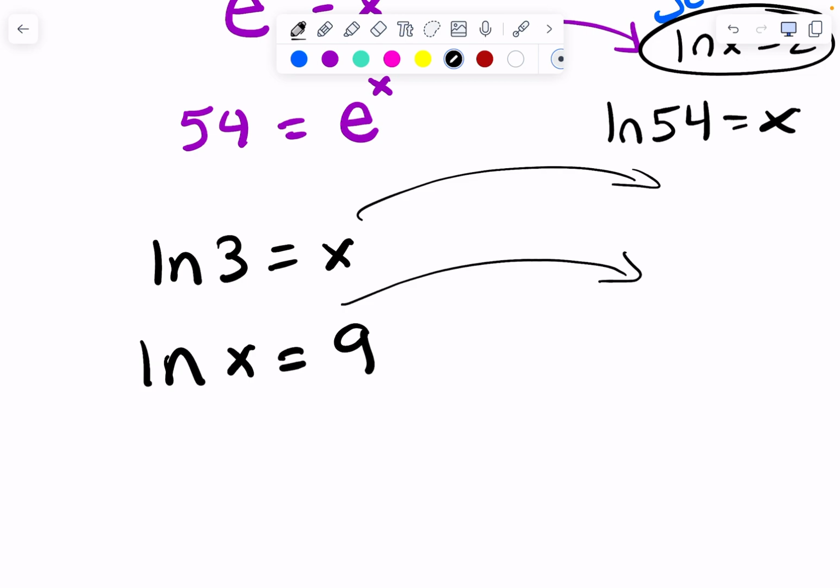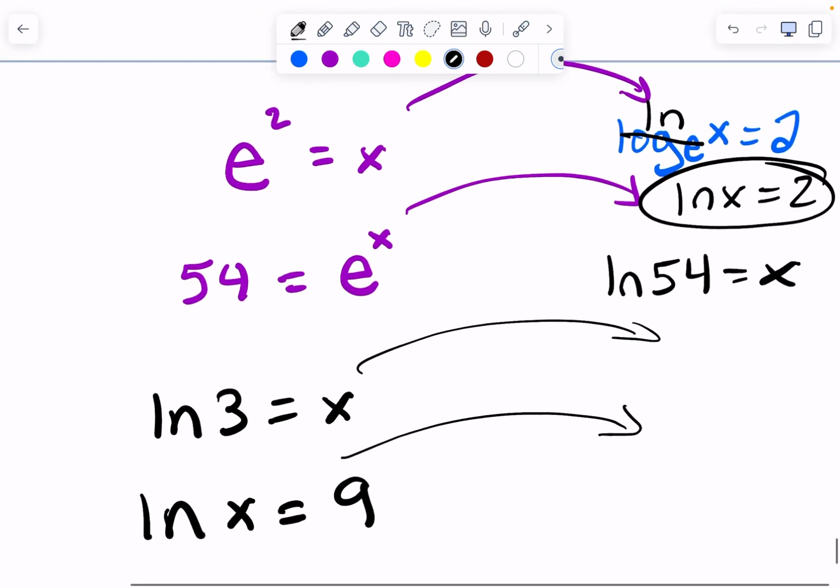Why don't the markers I have ever work? Y'all. e to the 9 equals x. Are we supposed to solve this? No, just switch it. I'm just worried about switching it right now. Yep. I did it right? I got it. You need help on this? Not this one.